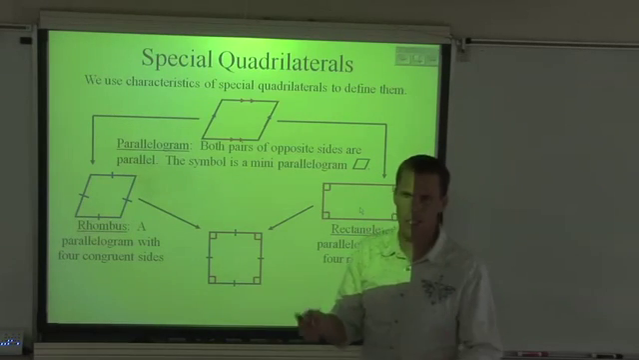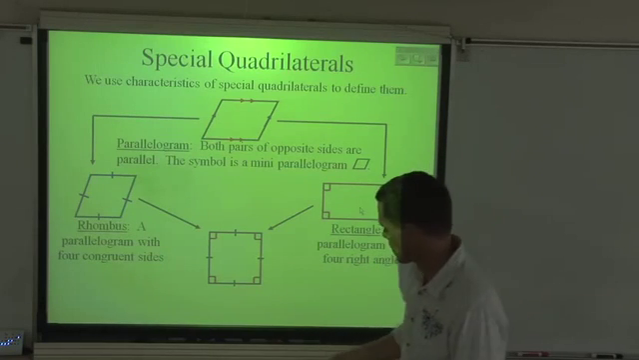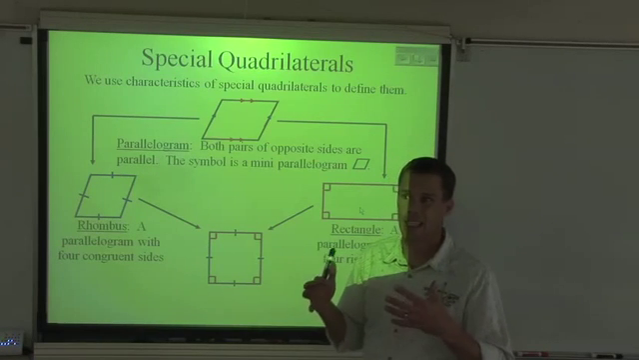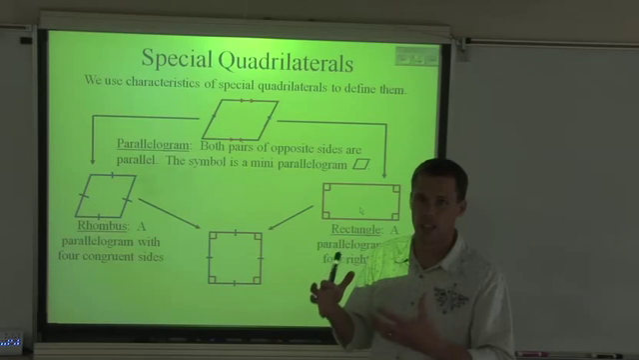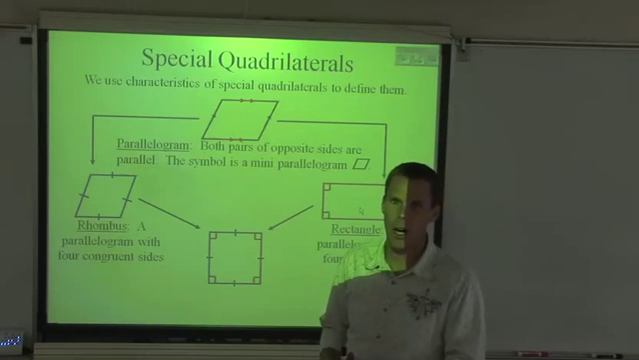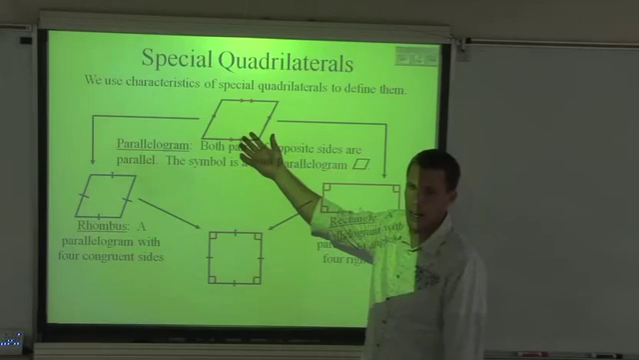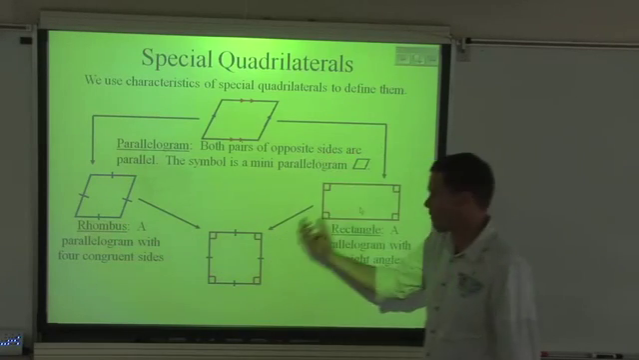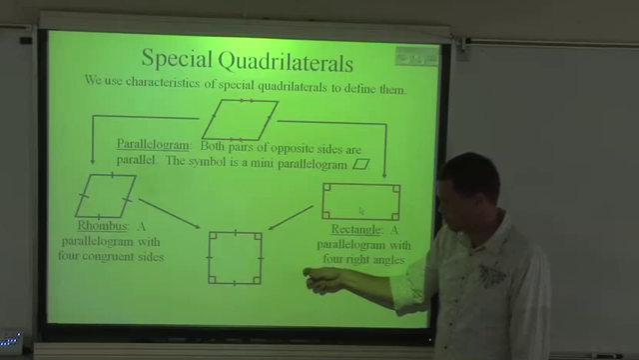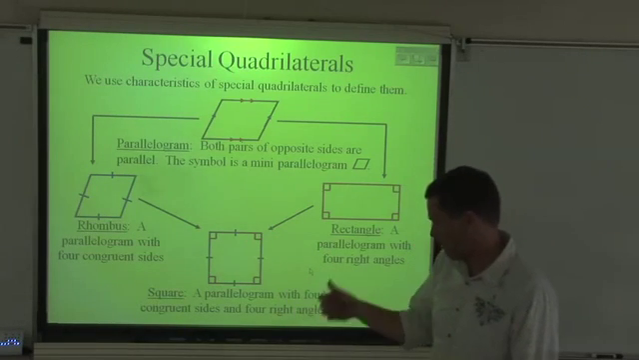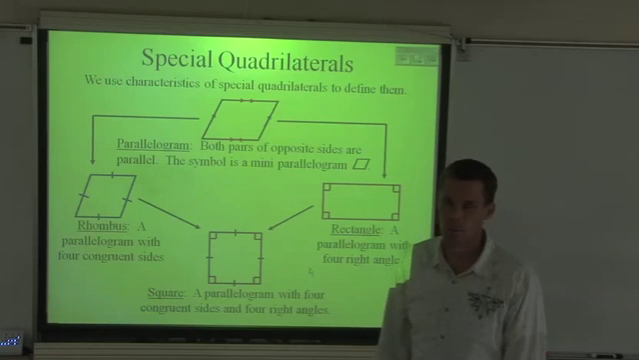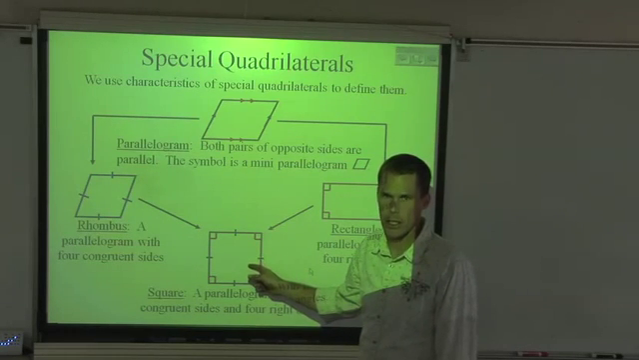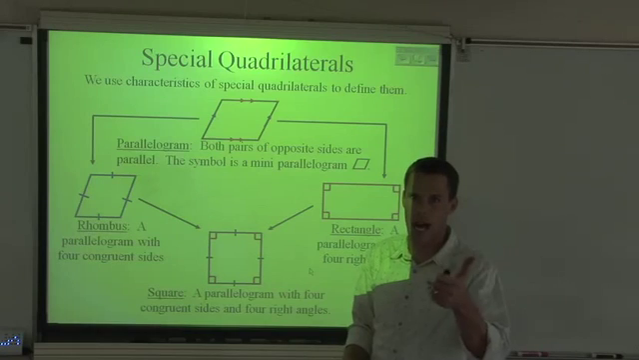And then finally, the rock star of the parallelogram family, the square. Square is very unique because it actually has the most characteristics that have to be satisfied before we can call it a square. It has to be a parallelogram. It has to be equilateral, which means it's a rhombus. And it has to have 4 right angles, which means it's a rectangle. So this is a parallelogram with 4 congruent sides and 4 right angles. The 2-word definition that you should write down, this is a regular quadrilateral. Regular means equilateral and equiangular.